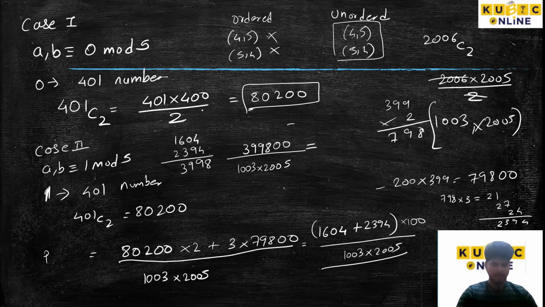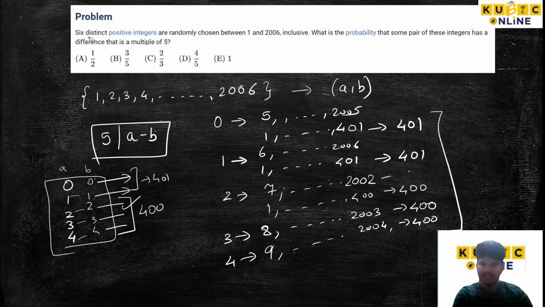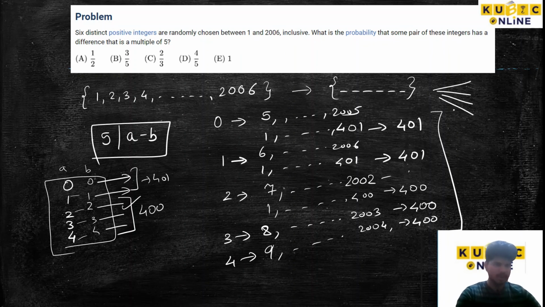Okay, but let's read the question again. 6 distinct digits. Okay, so now basically we don't have to find these pairs. What we have to find is, there are 6 distinct integers. Out of this, what is the probability that a pair of these integers has a difference divisible by 5? Okay, so now how many numbers are there? A, B, C, D, E, F. There are a total of 6 numbers.